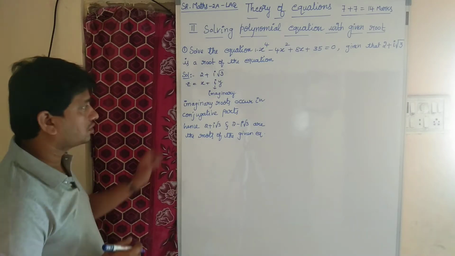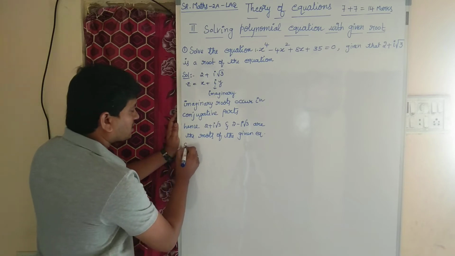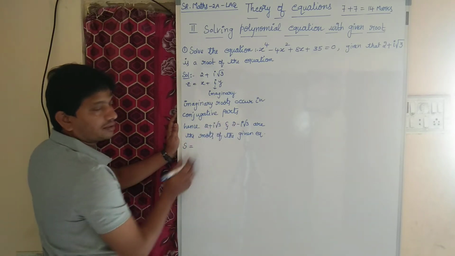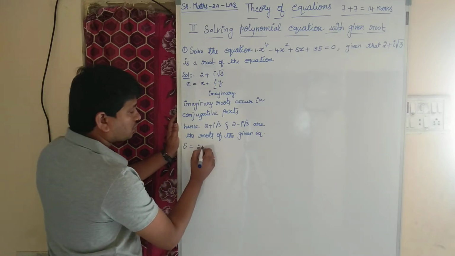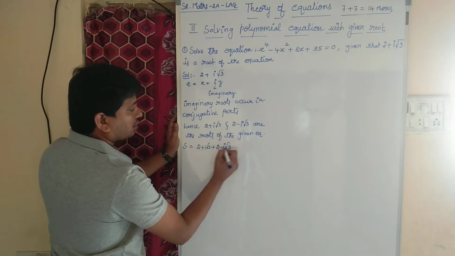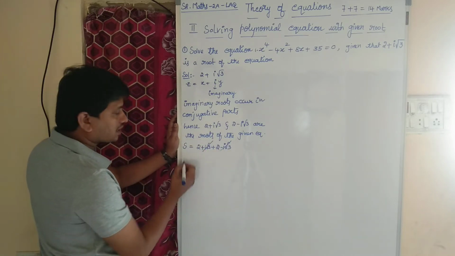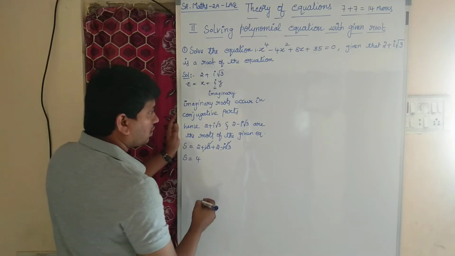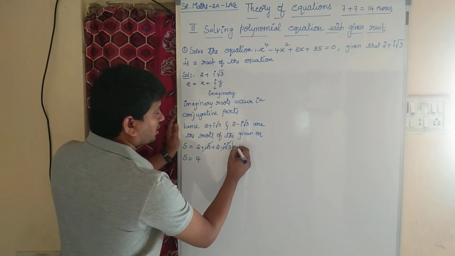Okay. Now what we will do, let us find the sum of the roots, that is alpha plus beta. So one root is 2 plus i root 3 and the second root is 2 minus i root 3. Plus i root 3 minus i root 3 gets cancelled. So the sum equals how much? 4.